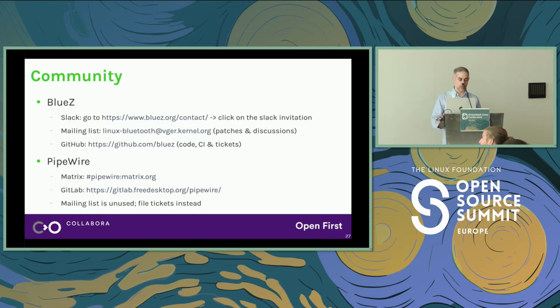For PipeWire, we are on Matrix, pipewirematrix.org, and we have a GitLab on the GitLab freedesktop.org instance where the code lives. And we have a mailing list, but don't use it. We don't use it. Everything goes to the GitLab issue tracker. So even if you want to discuss something, file a ticket, then there is a label to mark it as a discussion or as a question.